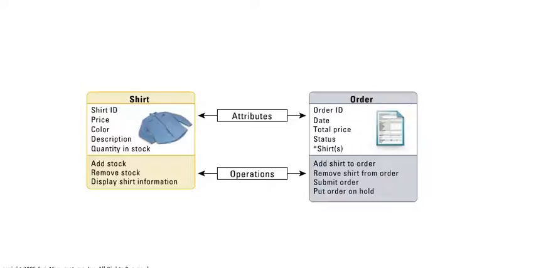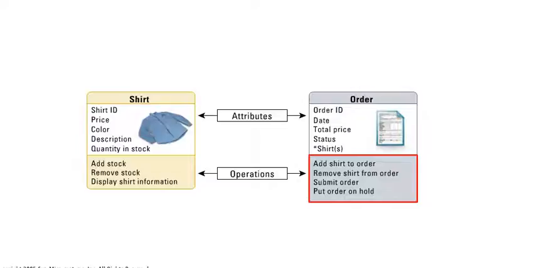Let's see if we can identify those attributes and those operations that are appropriate for each. The shirt object should be fairly simple since earlier we talked about all the things that the catalog kept for each shirt: each shirt had a shirt ID, a price, a color, a description, and we also have to keep track of how many of that style of shirt we have in stock. Those are the properties that we want each shirt object to maintain for us. For the order, we will need to keep track of an order ID, a date, the total price for the order, and the status of the order. And also, we will need to keep track of which shirt or shirts are on that order.